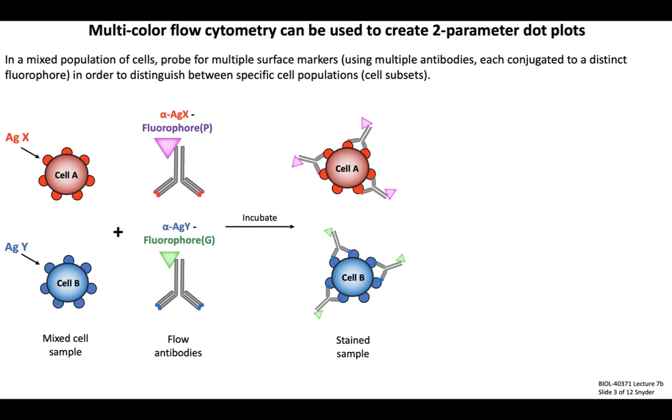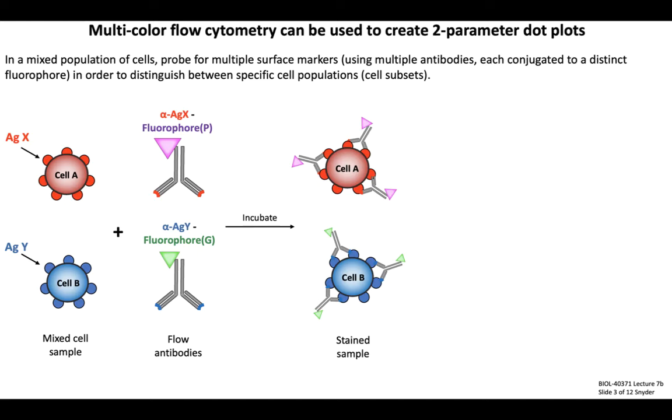Let's next look at a slightly more complicated example where you start out with a mixture of 2 different cell types in the sample that you want to analyze. So again, we have cell A in red, which expresses the red dots that we will call antigen X. And then we now have cell B in blue, which expresses the blue dots that we will call antigen Y. Here, your goal would be to probe for multiple surface markers by incubating the sample with a mixture or cocktail of flow antibodies.